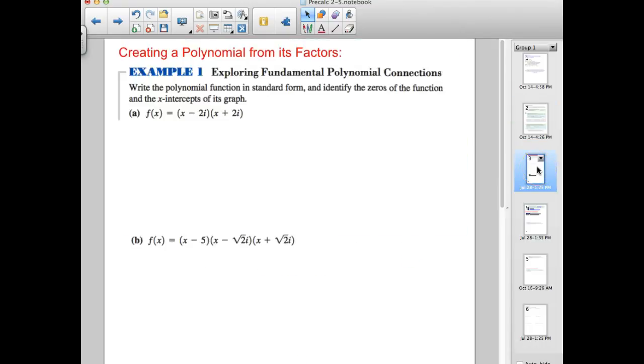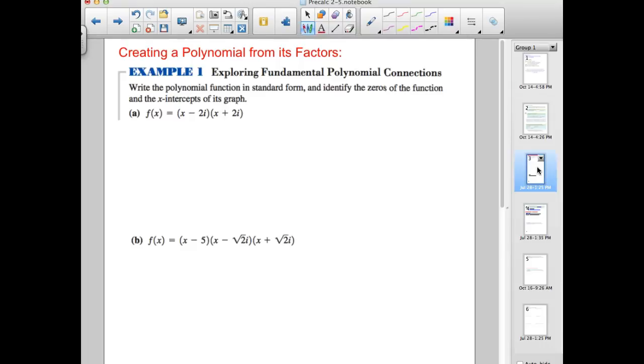All right, so our first example, we are creating polynomials from the factors. In other words, we're FOILing this all out, multiplying it all out to get the original polynomial. It says write the polynomial function in standard form and identify the zeros and any X-intercepts of the graph.